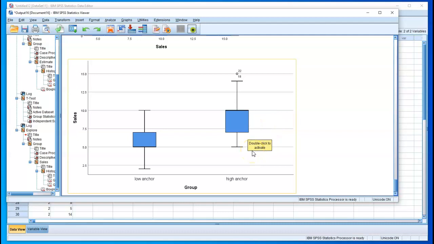Okay, and that is how you run the analyses that you need for interpreting and working with this example here in activity 7.3. Okay? So I hope that helps, and good luck.